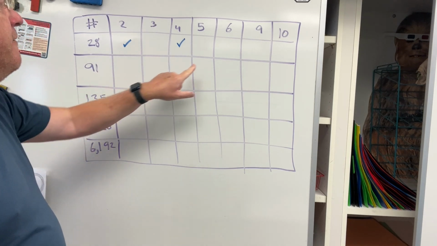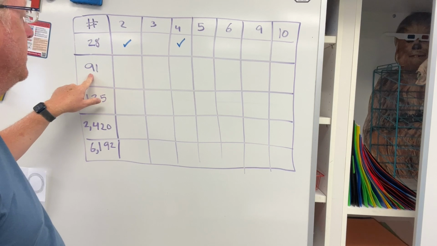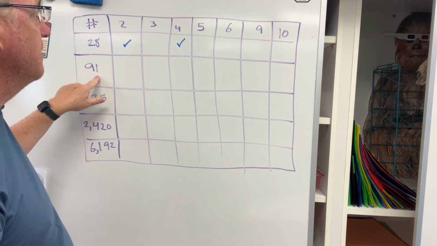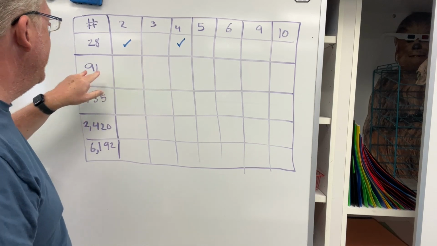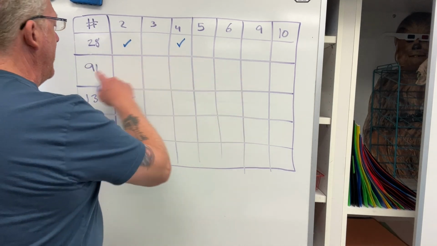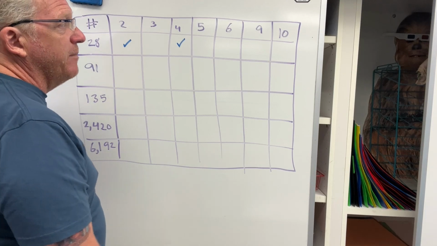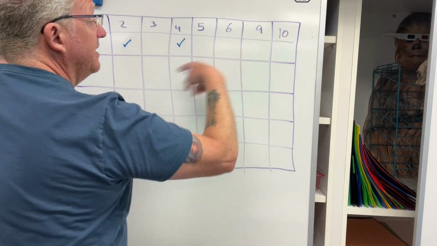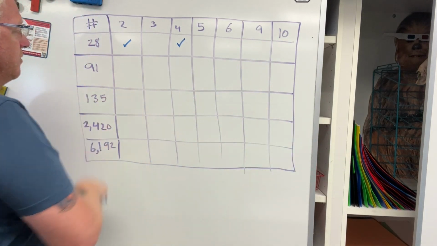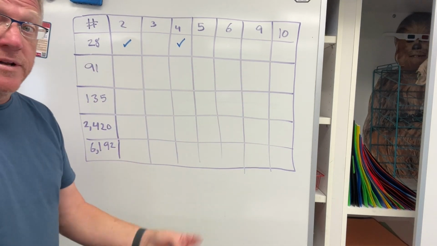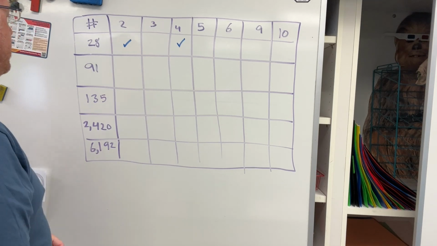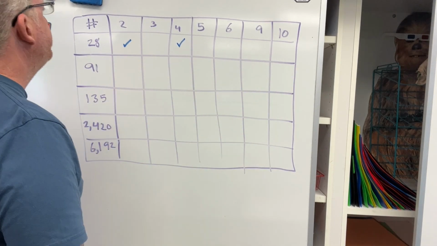All right? 5, nope, there's not a 5 or a 0 in the 1's place. 6, nope, because not 2 or 3. 9, no. Add the digits, 9 plus 1 is 10. Can't count by 9s to hit 10. And 10, no, because there's not a 0 in the 1's place. So nothing gets checked in that row, and that's fine, because 91's not divisible by any of those numbers.